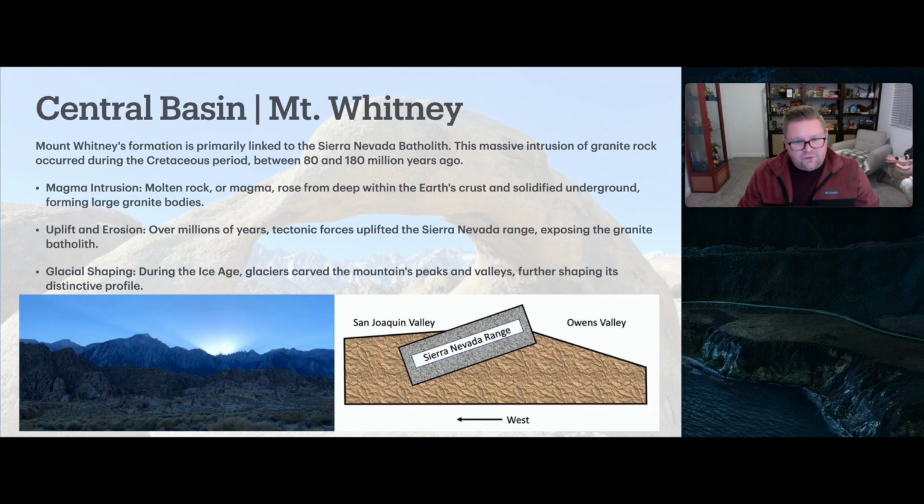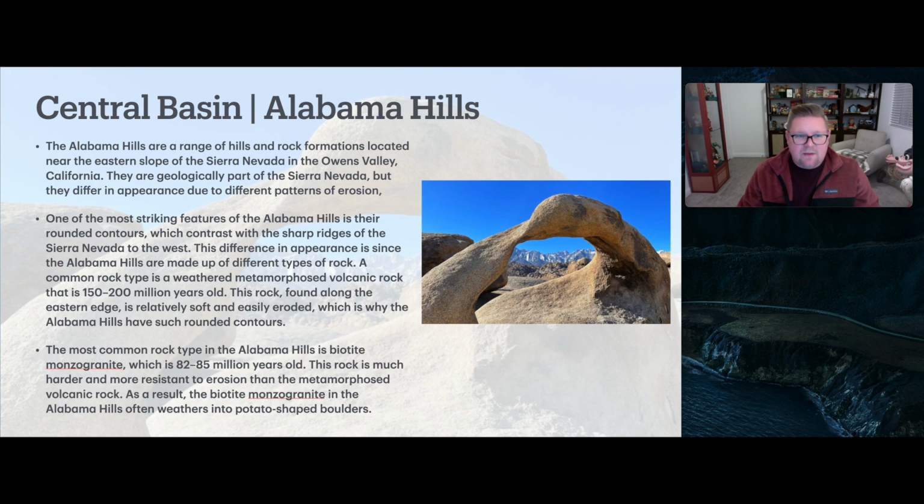So, I should back up, sorry. These rocks in front are called the Alabama Hills. The Alabama Hills are a range of rocks and formations located along the eastern Sierra slope of the Sierra Nevada on the Owens Valley side. They are geologically part of the Sierra, but they differ dramatically based on appearance, patterns, and erosion. They are much smaller in crystal size, which means that they cooled faster.